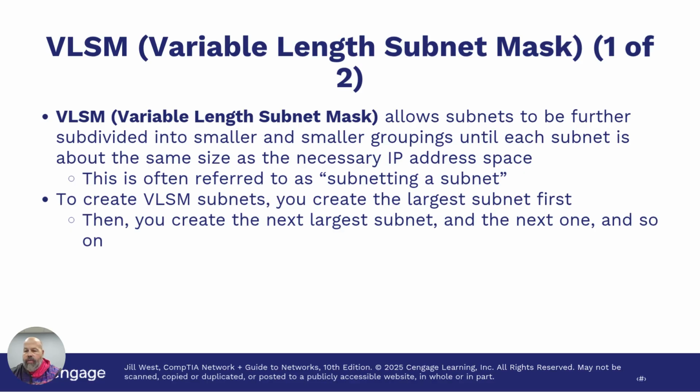The trick is to start with your largest subnet first, then create the next largest, and so on. It's like packing a suitcase. Fit the big items in the suitcase first, then fill in the gaps with smaller stuff. This way you use your IP address space much more efficiently than if every subnet had to be the same size.